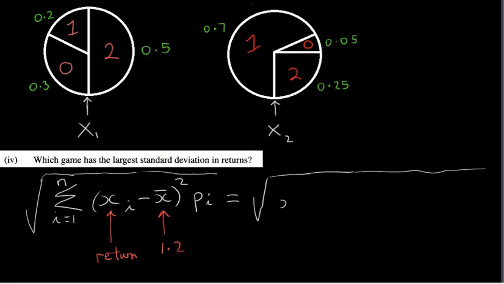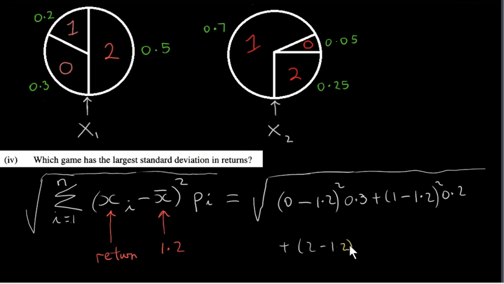It looks complicated, but the idea is straightforward. We take each return, see how far away it is from the mean return, which is 1.2, square this deviation, and multiply by the corresponding probability. For 0, it's 0.3. Do the same for the next return. This is x2 if you like. Get the deviation of 1 from 1.2, square it, and multiply it by its corresponding probability, which is 0.2. Then we have to add on the next square deviation, which is (2 minus 1.2) squared times its probability, which is 0.5.